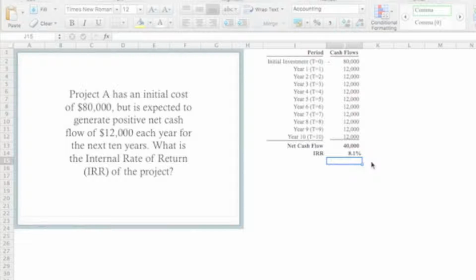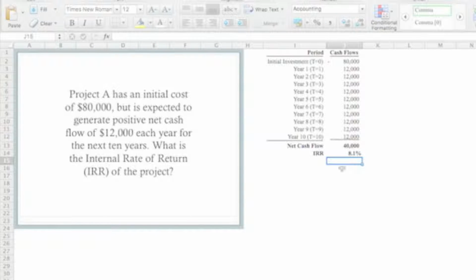And that's the rate at which the NPV will equal zero. That's the definition of internal rate of return. But you need to compare that to your cost of capital. So if you have a cost of capital of 5%, you know that your IRR is 3.1% higher than that. So the project might be a good idea. However, if your cost of capital is 15%, then this IRR is too low. It doesn't generate enough return based on the cost of capital.